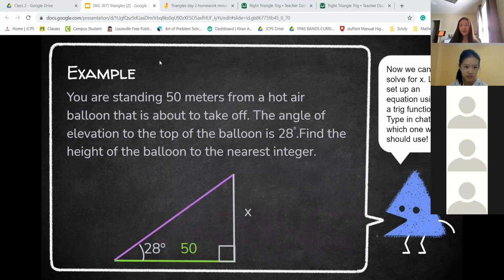We're actually trying to solve for this x, right? So what is this x? Isn't it the opposite one? That's the opposite. In our equation, it's going to be some kind of trig ratio of 28 equals some kind of fraction, and one of these has to have x in it because that's what we're solving for. So if this is the opposite, and this one is adjacent, then it's tangent. Yeah, you would use tangent. So it'd be x over 50.